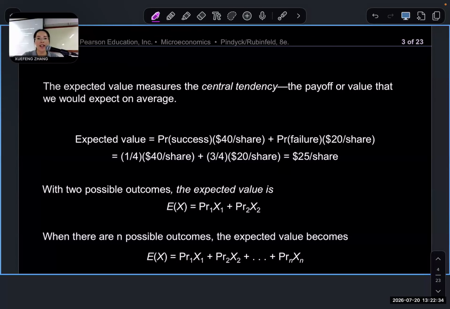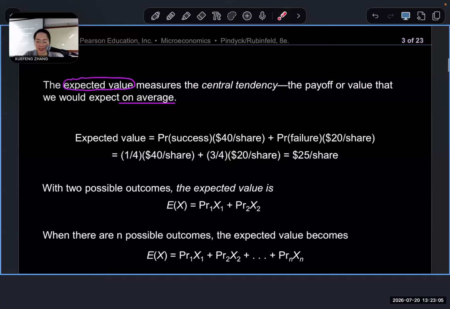Okay, this slide just formalizes what we did before. Here's the share of stock. The expected value measures the central tendency, the payoff or value that we would expect on average. So you may think that expected means on average, okay. So here, let's see, the expected value equals the probability times the outcome plus another probability, which is failure, times another outcome.